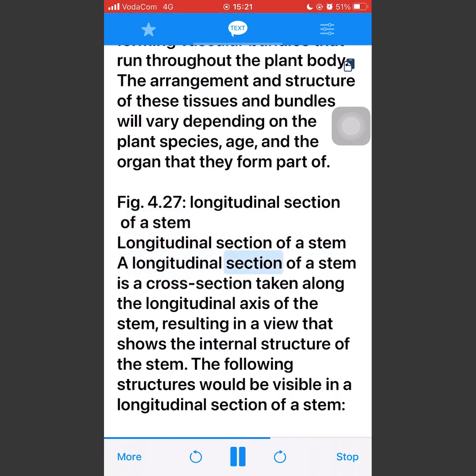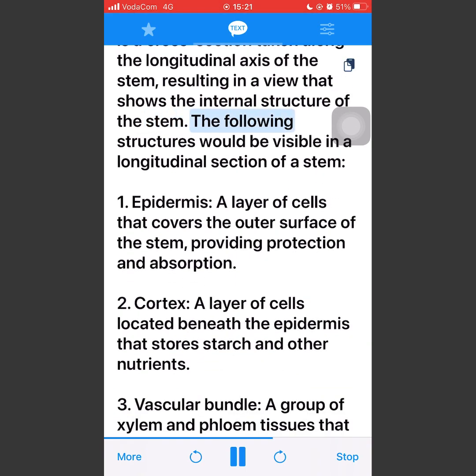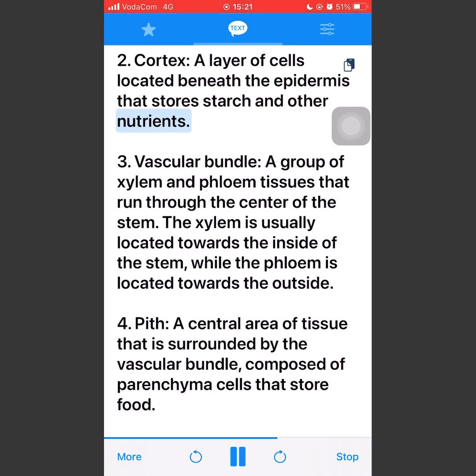A longitudinal section of a stem is a cross-section taken along the longitudinal axis of the stem, resulting in a view that shows the internal structure of the stem. The following structures would be visible in a longitudinal section of a stem. 1. Epidermis, a layer of cells that covers the outer surface of the stem, providing protection and absorption. 2. Cortex, a layer of cells located beneath the epidermis that stores starch and other nutrients. 3.